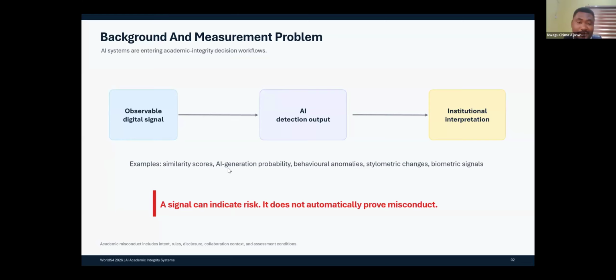academic misconduct is not only a pattern in data. It's more than that. It is contextual and policy based. So a system may detect a useful signal, but the system does not automatically prove misconduct. It still requires interpretation.